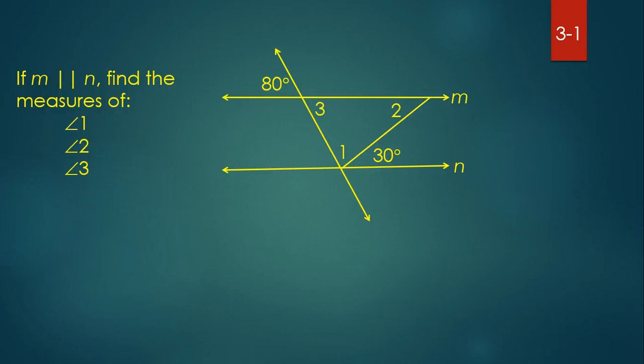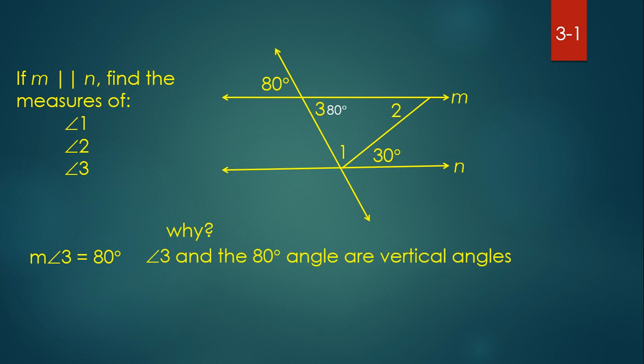Now in this case, we've also got two parallel lines, line M and line N, and we're asked to find the measures of three of the angles in the picture. We're given two of the angle measures already, and we're going to use some things that we know about congruent angles that are formed when a transversal cuts through two parallel lines in order to find these missing angle measures. So, for example, we could say that the measure of angle 3 has to be 80 degrees. The reason is that angle 3 and that 80-degree angle we've been given are vertical angles, and we know that vertical angles are always congruent.